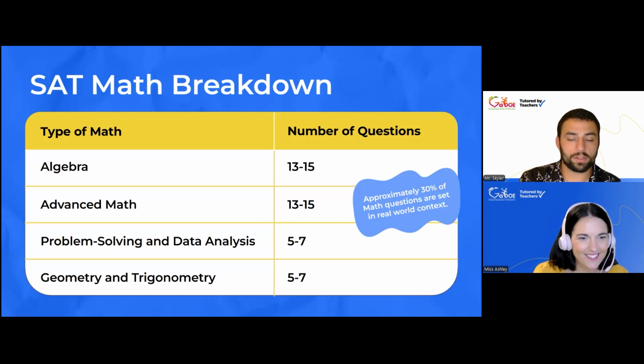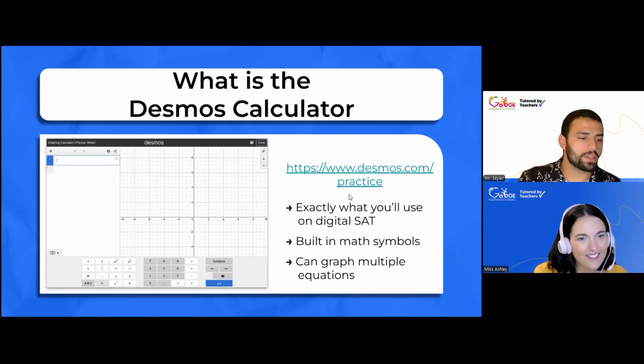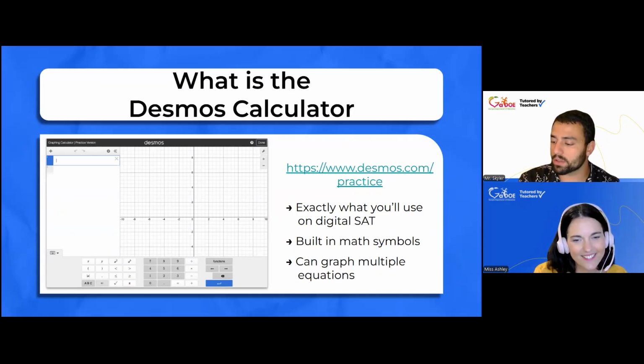That's right. So we're going to go ahead and we're going to start breaking things down. But first, I want to make sure you guys have that Desmos graphing calculator open. If you don't, stress out.